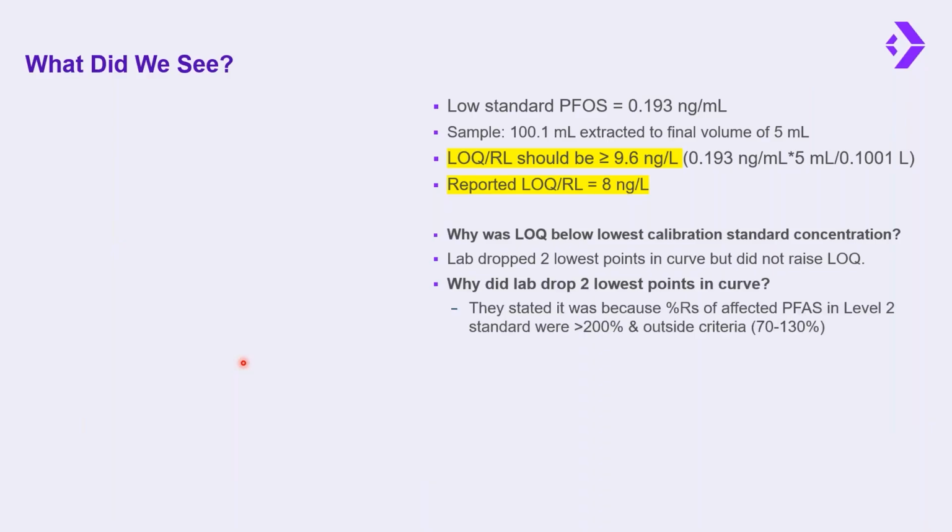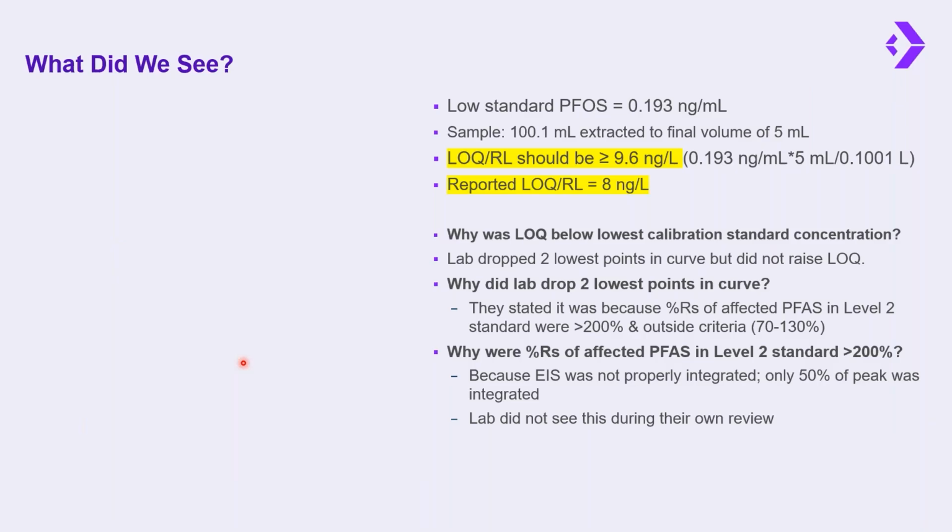But why did they drop those 2 lowest standards in the curve? The reason they gave is that the recoveries of several target PFAS in those 2 standards, including PFOS, were not within the method recommended range of 70 to 130%. In fact, the percent recoveries of some of these PFAS in one of those standards were greater than 200%. So they eliminated those points from the curve. But then you have to ask, why were the recoveries of those select target PFAS greater than 200% in the calibration standard? That seemed odd. Well, this was another project where we luckily also had the level 4 raw data available.